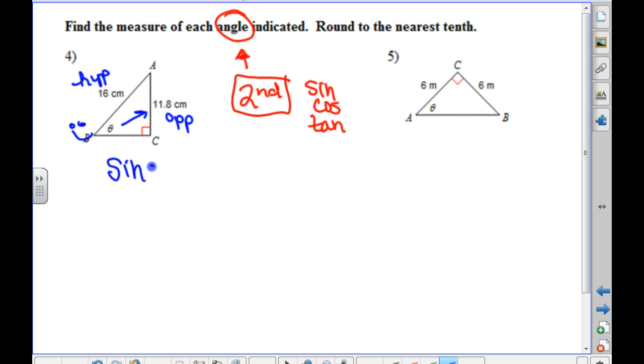I'm going to write opposite and hypotenuse is which function? So I'm going to write the sine of theta equals opposite over hypotenuse. Is that a 16, guys? Yes. Thank you. Then I'm going to type second sine of 11.8 over 16 to undo and find theta.